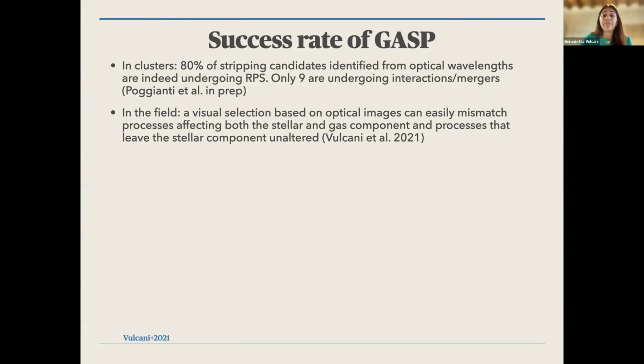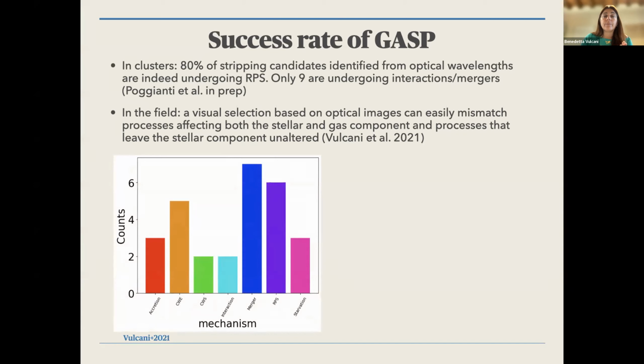In contrast, in the field, we find a very large number of different mechanisms. And so this suggests that the visual selection based on optical images is really not enough to select processes that affect only the gas component and not processes that affect both the stellar and gas component. So to characterize the main mechanisms in the field, we really need the IFU data.